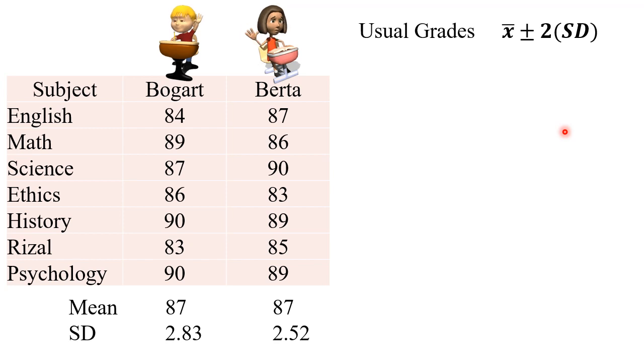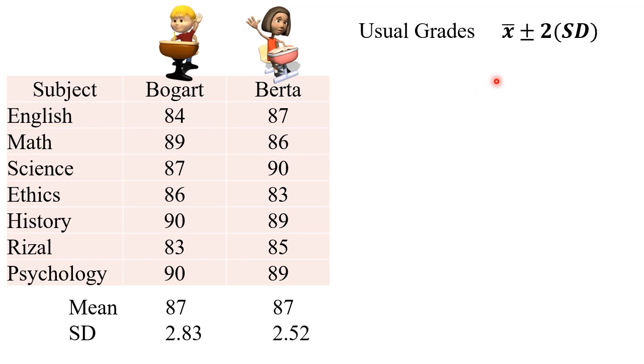Going back again to Bogart's and Berta's grades, we know that Berta's grades are more consistent compared to Bogart's. We want to find out what the usual grades of Berta and Bogart are. Is it possible for Berta to have a grade as high as 92 or as low as 75? How about Bogart? What if Bogart's grade is 93? Can we consider that a usual grade for Bogart? What about if Bogart's grade is 78? We want to find out whether or not these grades are considered to be usual.